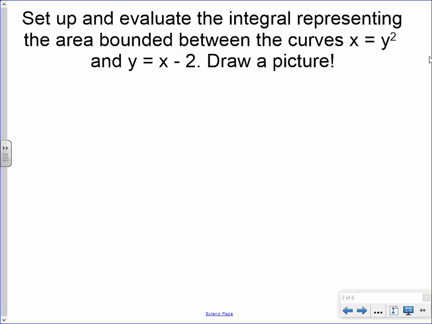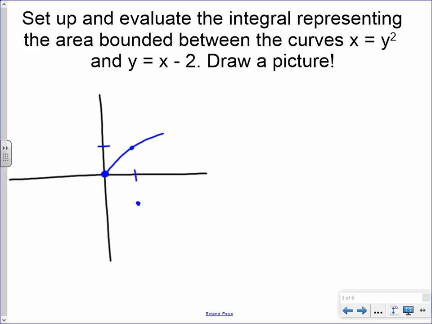So, here we go. Set up and evaluate the integral representing the area between x equals y squared and y equals x minus 2. This is the problem that we had yesterday, and we had to set up 2 integrals to find the area. Now, if we go back and draw this picture, remember x equals y squared is going to be that parabola that opens to the right. Anytime y is squared, we're going to have a parabola opening left or right. And then y equals x minus 2 is going to look like this.